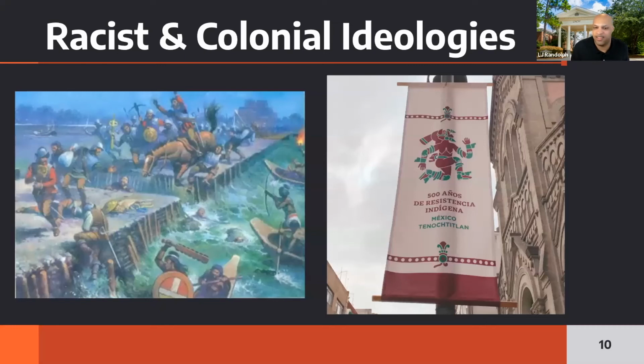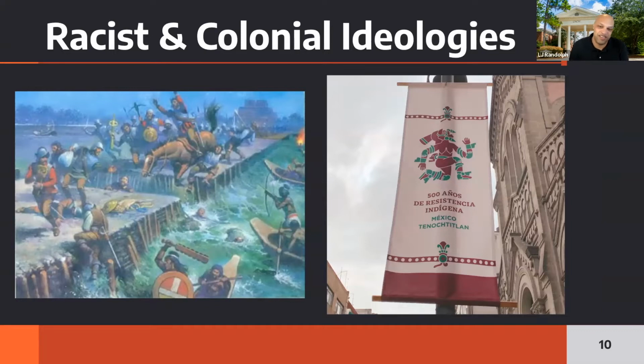We see it in the way that we view and teach history. So if you're a Spanish teacher, you might have noticed this on the left here. That's La Noche Triste, the sad night, which is when the Aztecs were able to win a battle against Cortes and his men. However, in history, we call it the sad night because history is written by the victors, right?